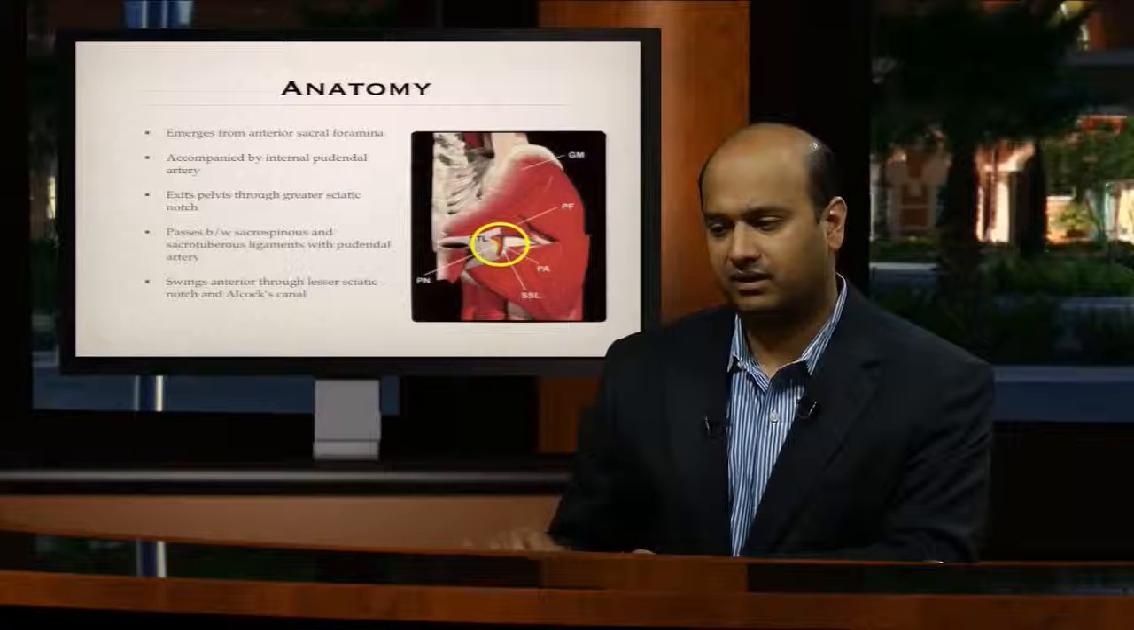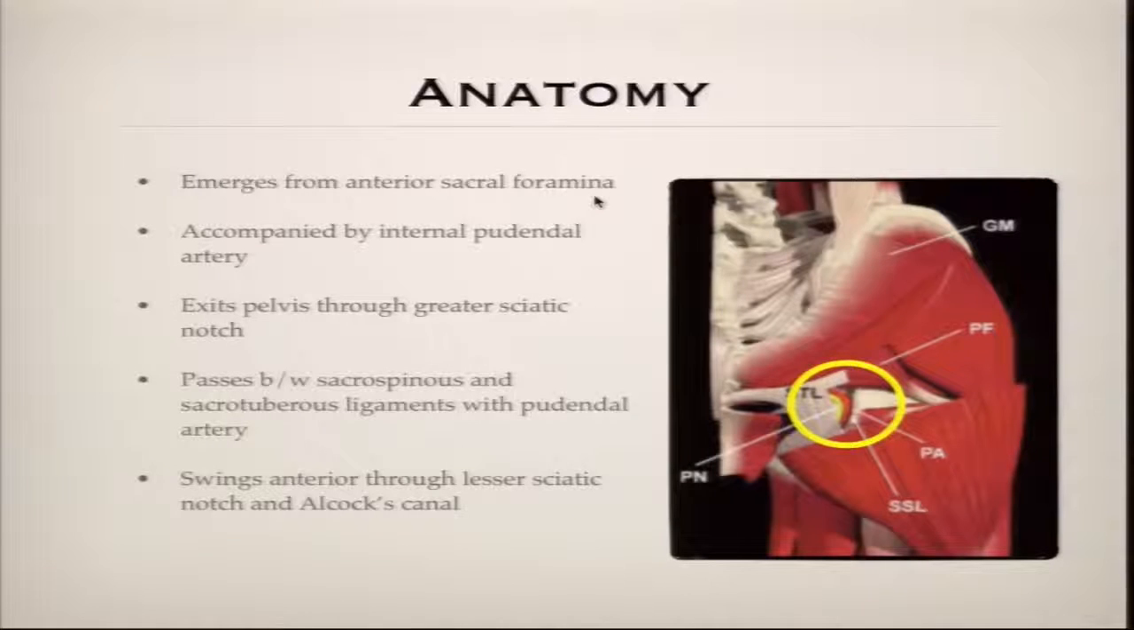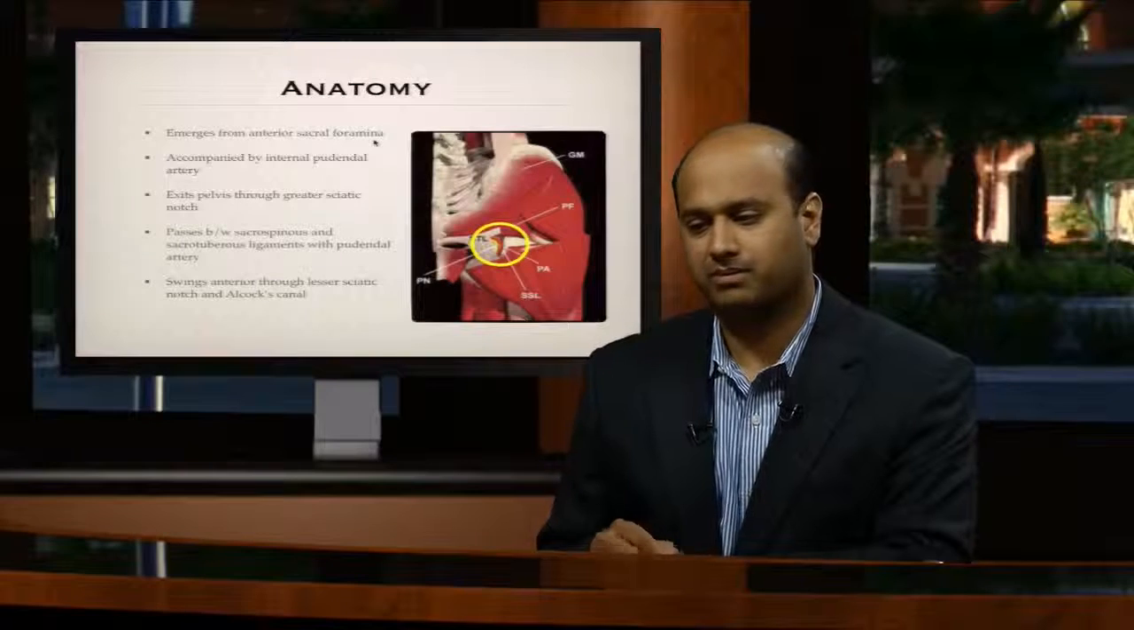The anatomy in this area is the pudendal nerve emerges from the sacral foramen. It's accompanied by the internal pudendal artery, which is really critical to ultrasound technique because you use that as a landmark to help determine where the nerve is. And it exits the pelvis through the greater sciatic notch, passes between those two ligaments, and then swings anterior to come to the perineal region.